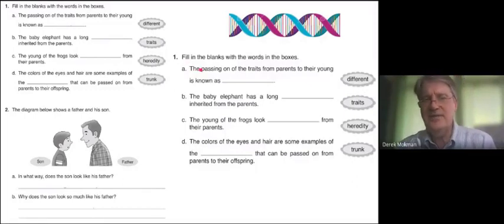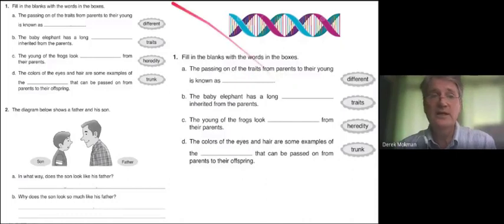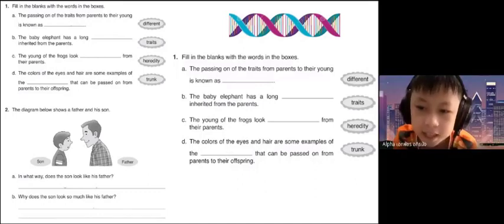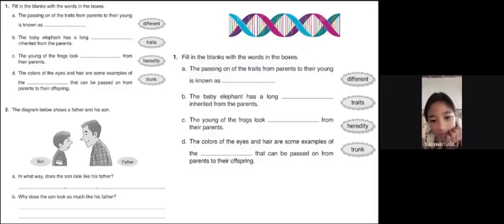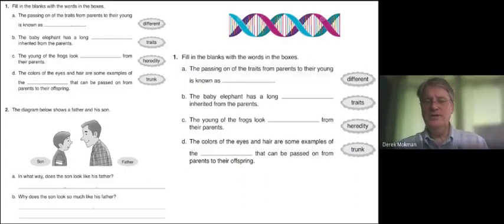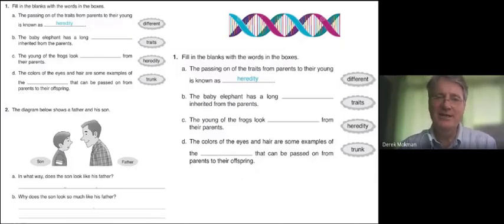I'll ask everyone to say it at the same time. So question A, the passing on of traits from parents to their young is known as what? Ready? Alpha, what do you say? Which is the correct word? Heredity. Kawan, what do you say? What is the correct word? Trust. Okay. Pun, what do you say? What's the correct word for A? What do you think it is? The correct answer is, of course, heredity. Passing traits or passing DNA and genes from your parents to young is called heredity.